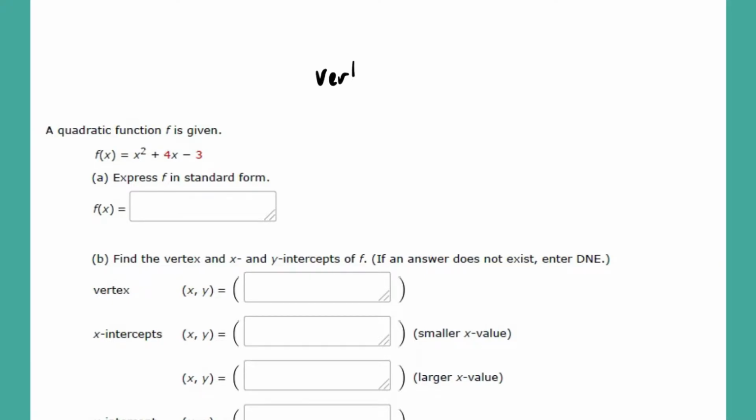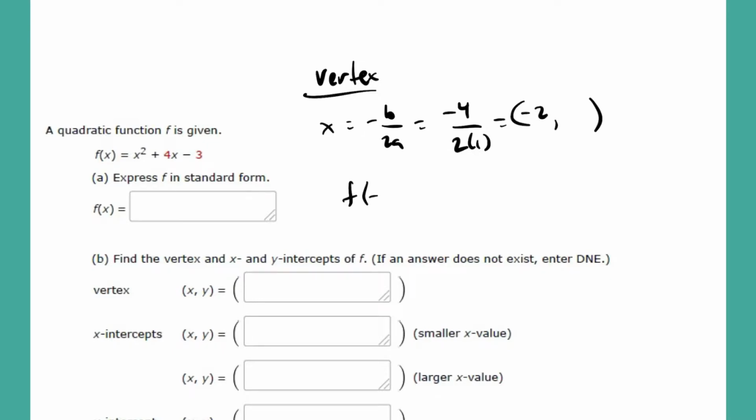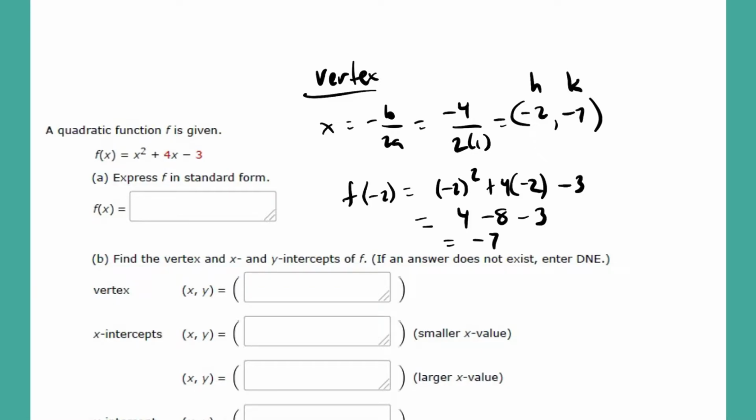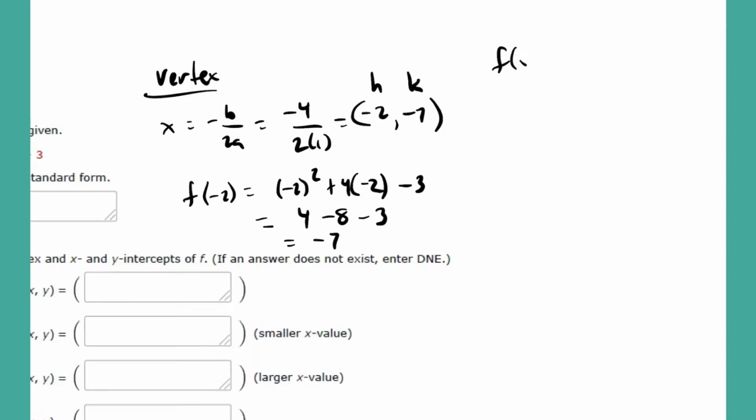I would recommend doing it similar to what we did in the previous problem: negative b over 2a to find the vertex. That would be negative 4 over 2 times 1, which is negative 2. Plug in negative 2 to get the y-coordinate. It's going to be 4 minus 8 minus 3, which is negative 7. So that's your h and that's your k.